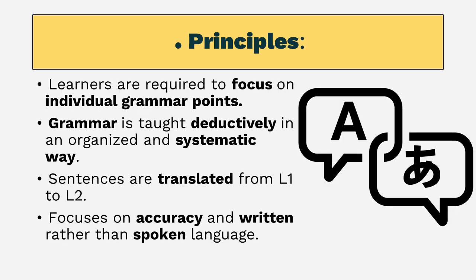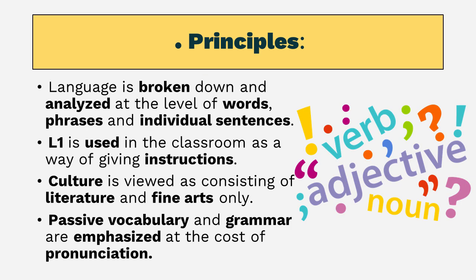Grammar translation method is all about accuracy of the written language, the correct grammar, and of course, translation. Learners learn individual grammar points in a deductive and organized way. For example, the teacher gives the rule and the students are supposed to memorize the rule and use it in selective and organized examples. For grammar translation method, written language is regarded to be superior to spoken one, and for that, the accuracy of the written language and the mastery of grammar rules are highly prioritized.